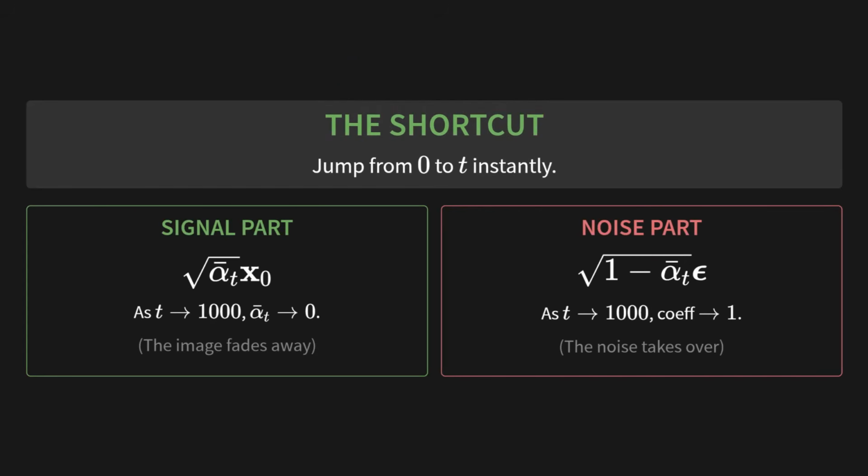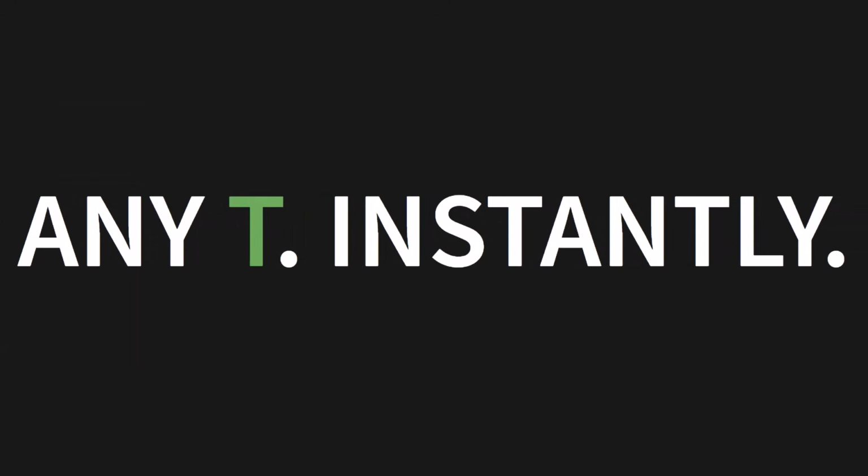Let's think about the intuition. Look at the signal part. As t gets bigger, say up to 1,000, alpha bar, which is a product of many numbers smaller than 1, gets really close to 0. The original image just fades away. Now look at the noise part. As alpha bar goes to 0, 1 minus alpha bar goes to 1. The noise completely takes over. So with this one formula, we can get the noisy image for any t, instantly.